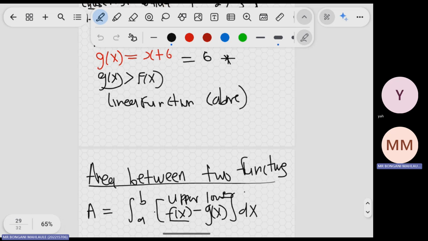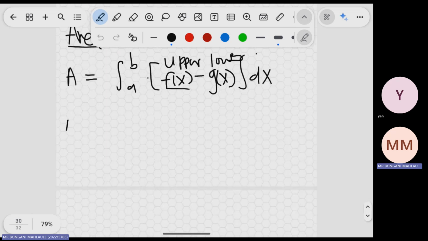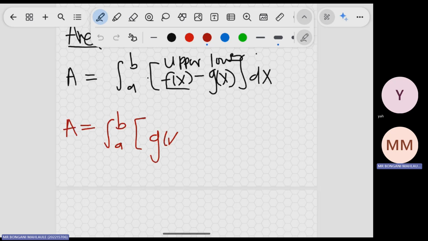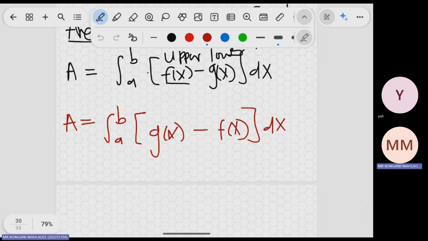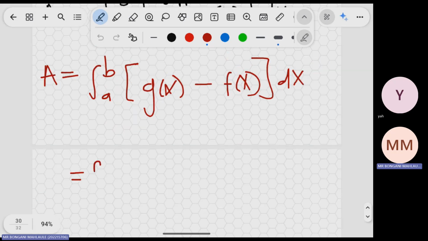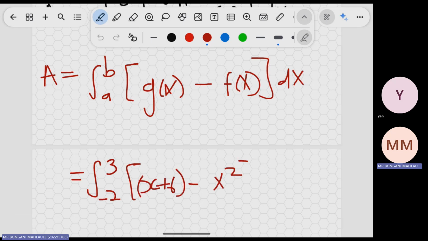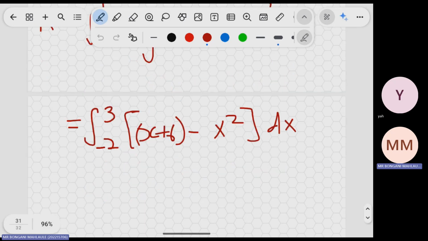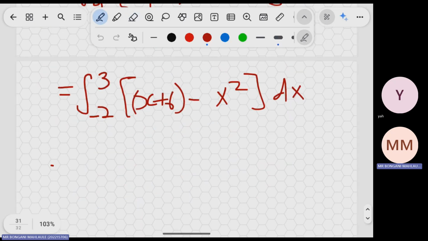So when you subtract, let me use a different color. It means it will be g, the linear, minus the second one, the quadratic. Then you will have, our limits are 3 and negative 2, the integral of x plus 6 minus x squared dx. I taught you how to do this, so don't make a mistake.